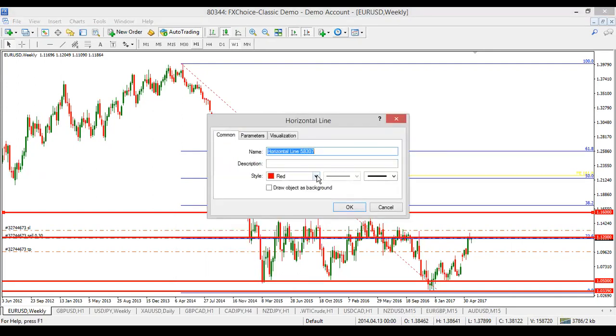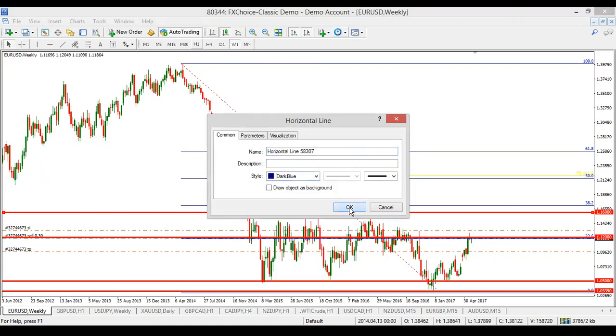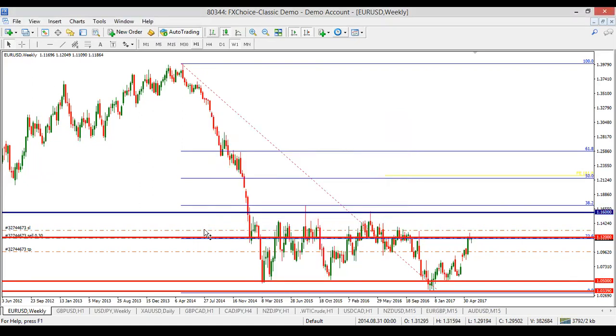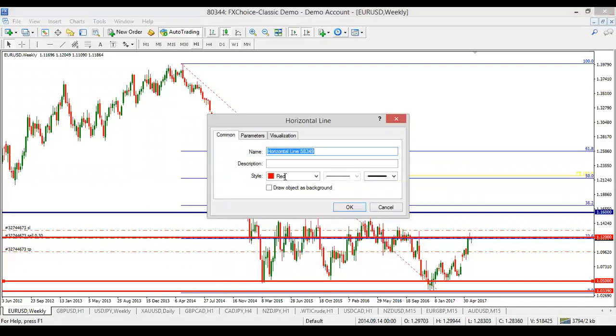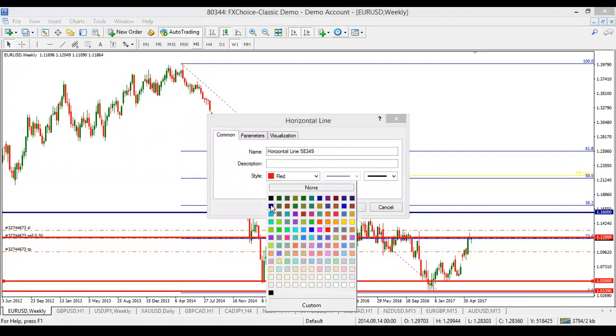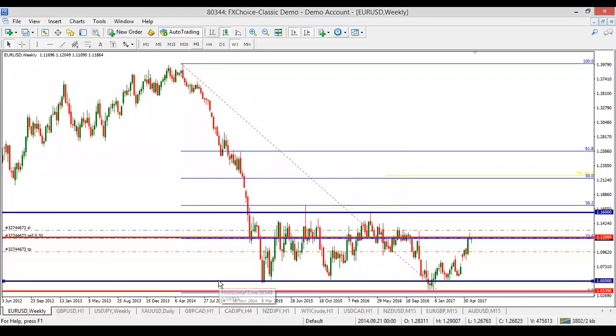common, color, dark blue, between here and 1.05600, 0500, dark blue. Okay, I've gotten it.